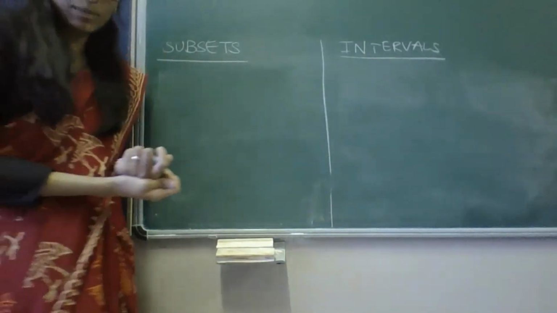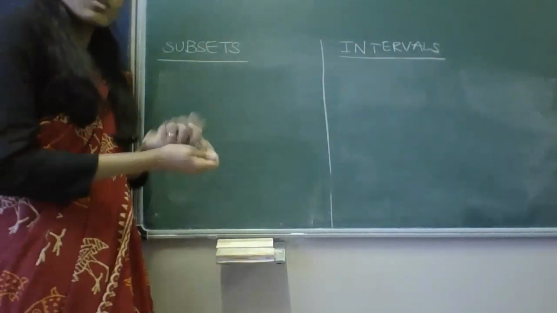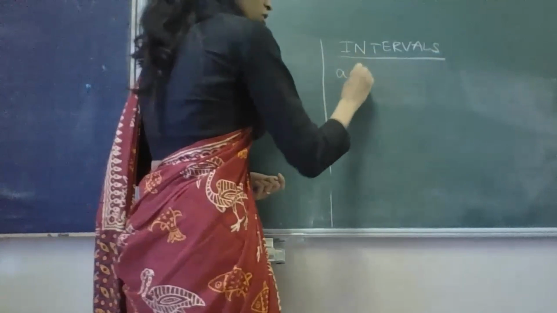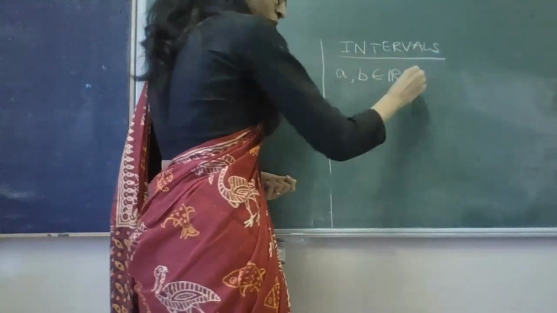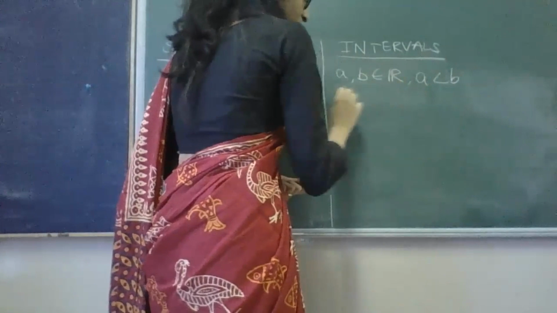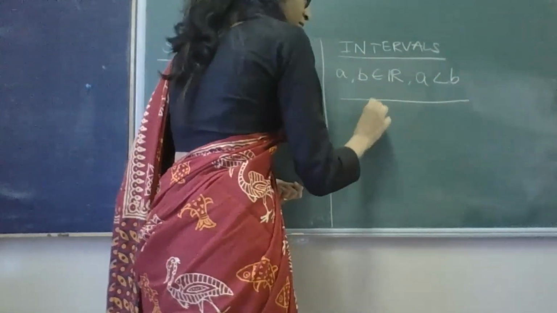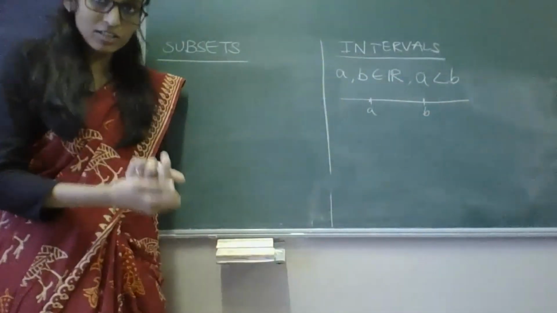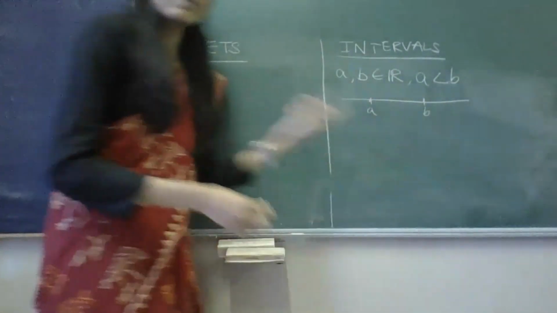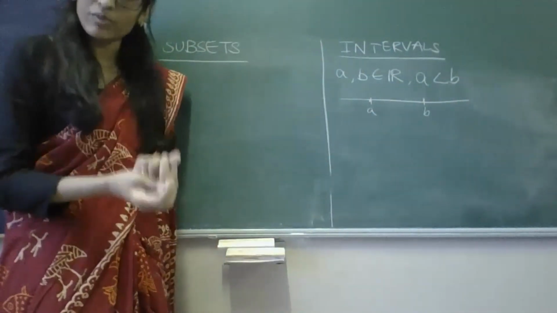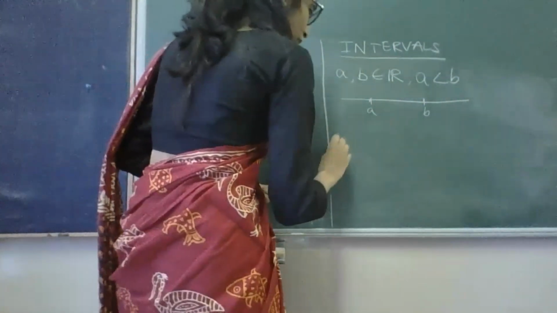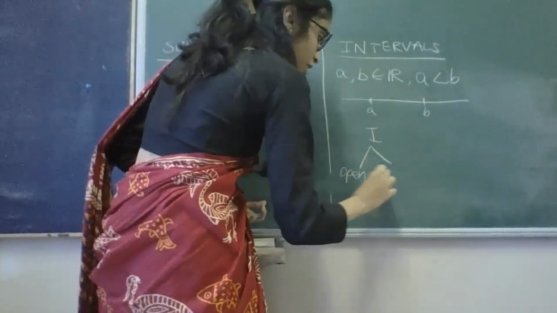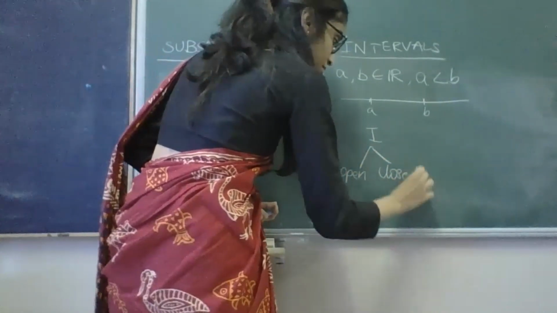And the next concept that we will be dealing with is intervals. What are intervals? Let's consider any two real numbers in such a way that a is less than b. The set of all points between a and b can be represented in the form of an interval. We have two kinds of interval. One is open interval and the other one is closed interval.